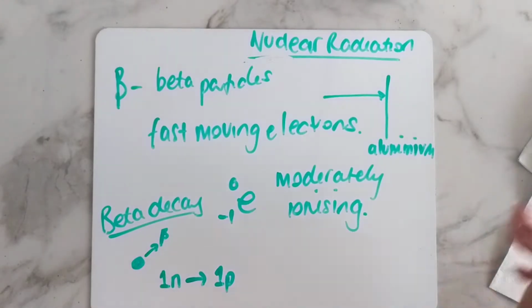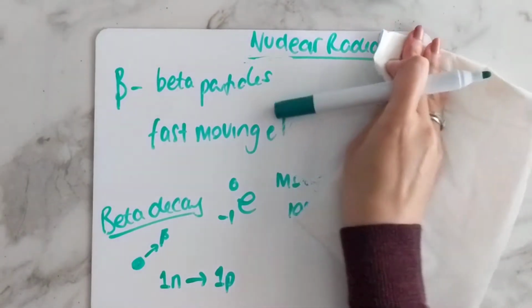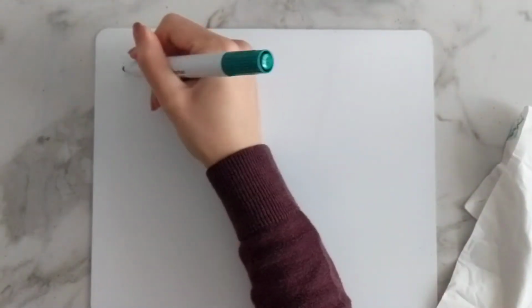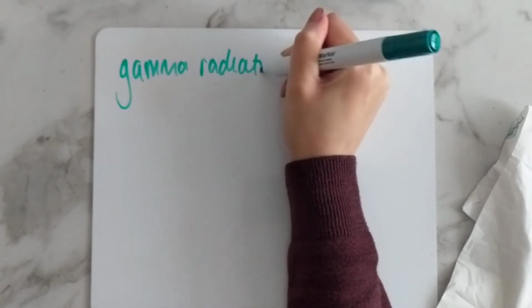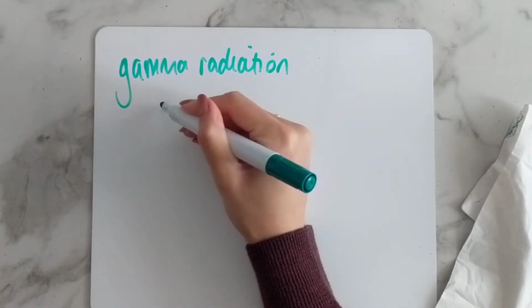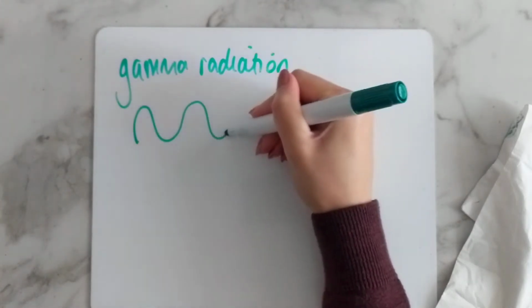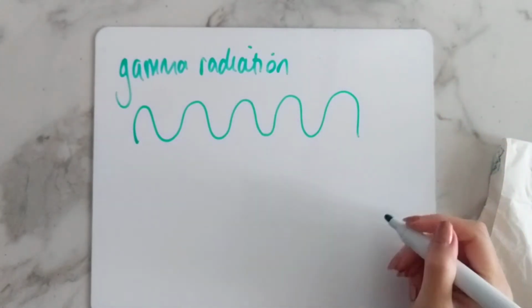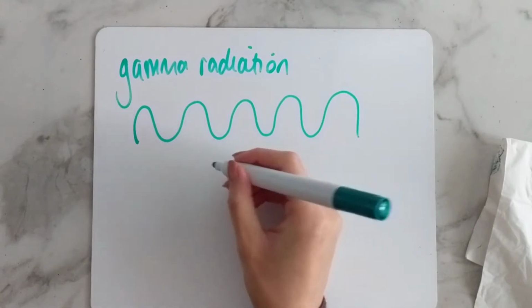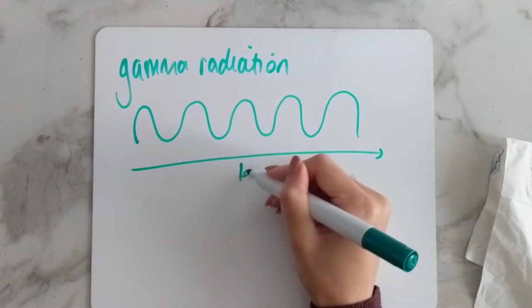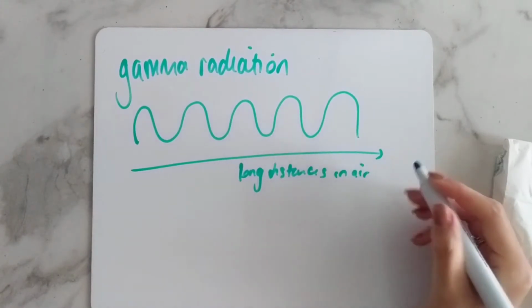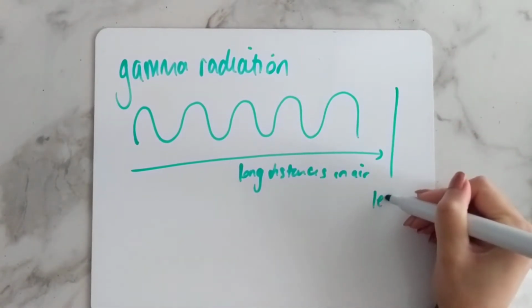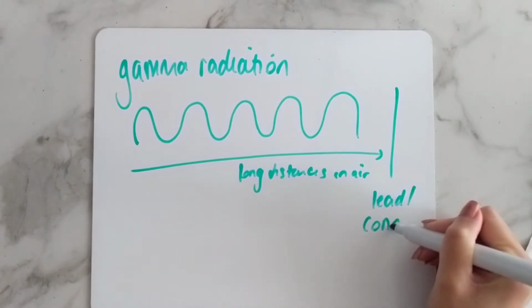Last one then, we talked about this when we were looking at the electromagnetic spectrum. The third one is gamma radiation. So gamma radiation is a transverse wave, so it looks like that, and it can travel long distances in air and is stopped by lead or concrete.